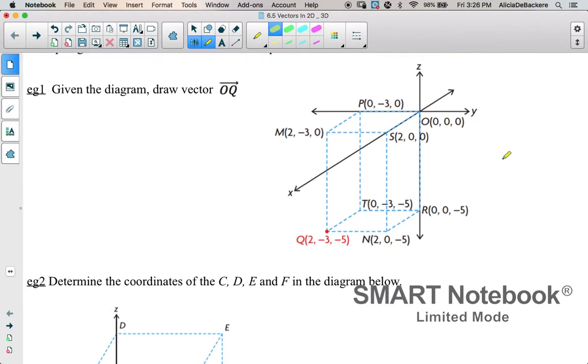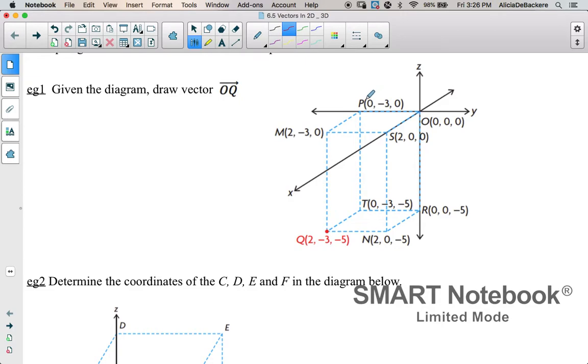All right, so we're going to take a look at this first example here. In the diagram, we're going to draw the vector from O to Q. Now what they've done here is they've labeled a bunch of different points in 3 space, and this example is just to get us familiar with looking at 3-dimensional space. So here I've got the point P. Notice the point P has the 3 coordinates, 0, -3, and 0.